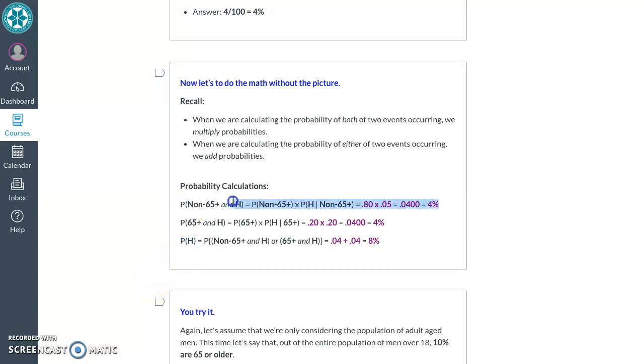Well, that's just adding up these two things. So what's the probability you're either in the first group, the non-65 heart attack group, or in the 65 plus heart attack group? And when we want to know the probability of a disjunction, one or another thing happening, we add them. So this would be 8%.